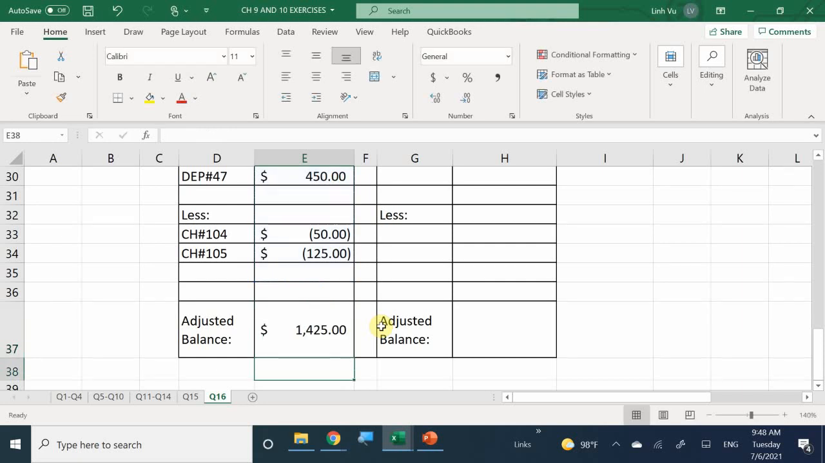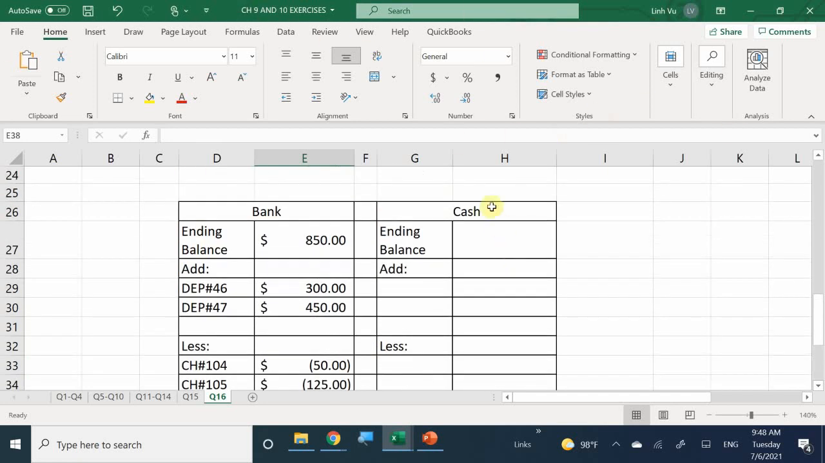1,425. Okay, let's hold that in our bank account because that could potentially not be correct, right? Because the end goal is that our bank must match our cash ledger. Okay, so let's go ahead and take a look at our cash side now.